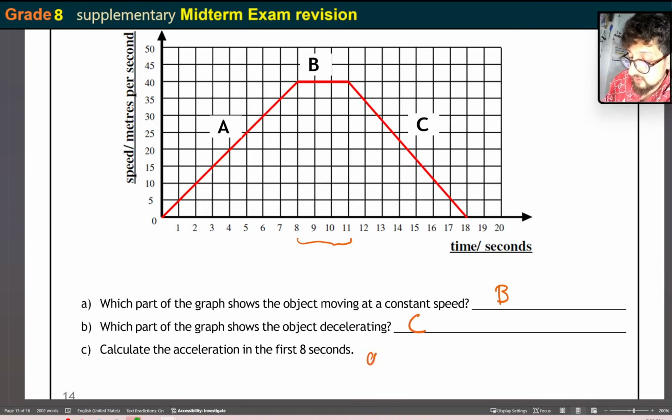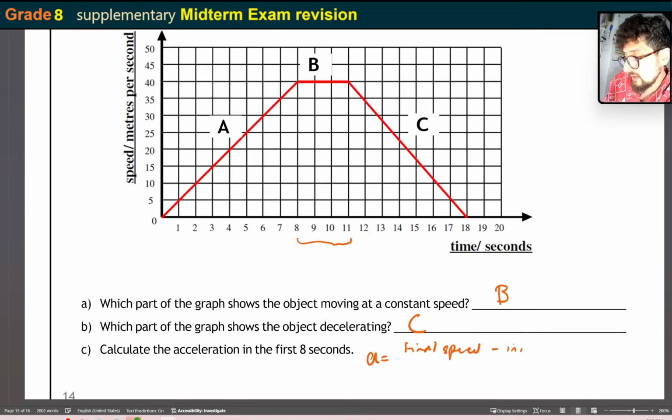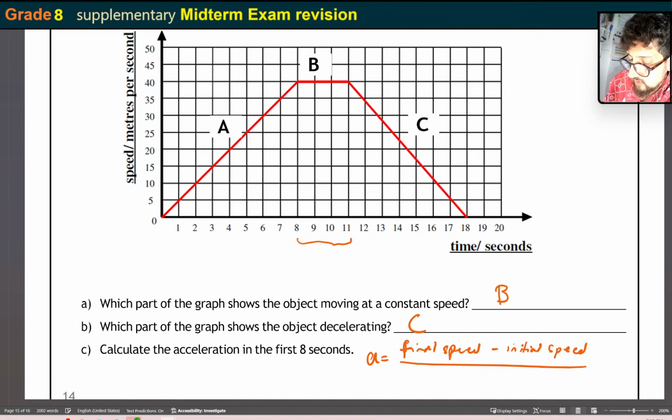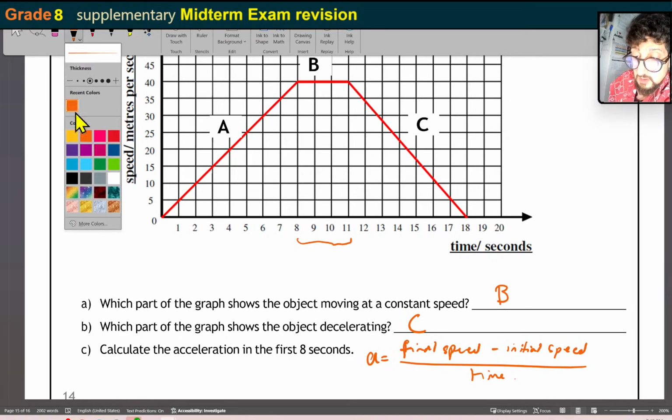So acceleration is going to be final speed minus initial speed all over time. Okay, that's what the acceleration is. I'm not sure about this orange. I think I'll change it. Let's go with dark blue.